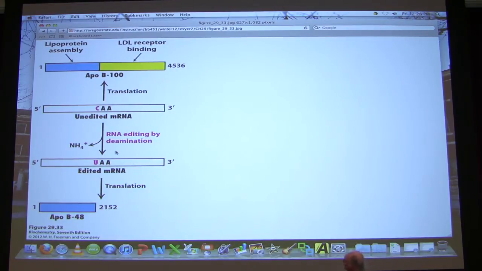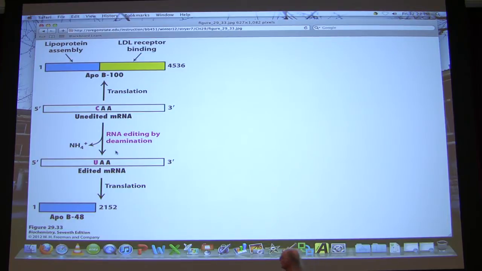What this shows right here is a messenger RNA that codes for a protein. It turns out it codes for two different proteins, the same messenger RNA, and which protein is made depends upon which chemical modification occurs to the messenger RNA. Let me explain. One protein that can be made is called ApoB100. ApoB100 is a protein that's made in cells that make chylomicrons, intestinal cells. So ApoB100 is an important protein in chylomicrons.